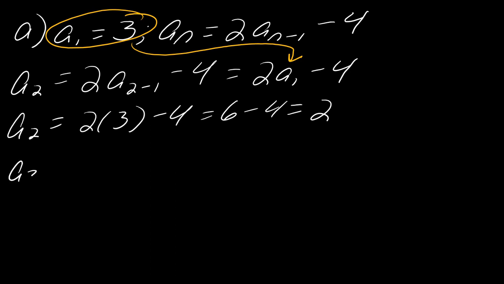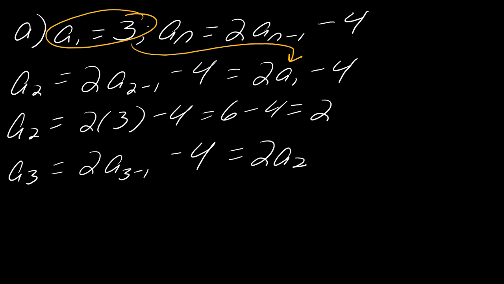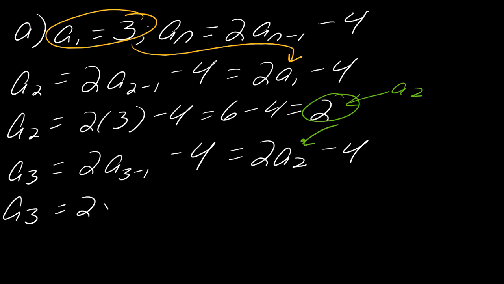Next is a sub 3. So how do we find a sub 3? I can use that same formula, 2 times a sub 3 minus 1, minus 4. So what is this really telling us to do? This is telling us to take 2 times the previous term minus 4. So I'm going to take this number, my a sub 2, and plug it in here. So my a sub 3 is going to equal 2 times 2 minus 4. So this equals 0.